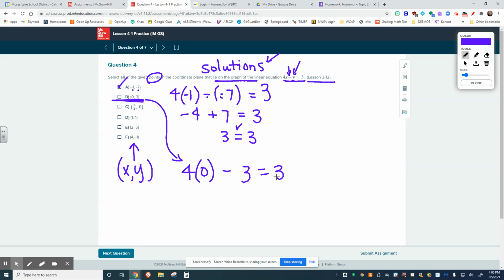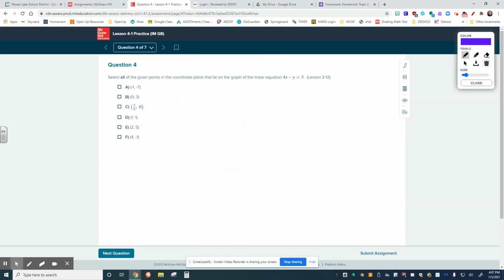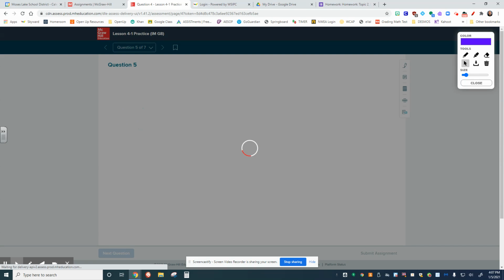Is this a true statement? 4 times 0 is 0. 0 minus 3 is equal to -3, and -3 is not equal to 3. This B is not a solution, so it should not be one that's checked. Hopefully that helps. Check the exact same process for C, D, E, and F. Find out if there's any other ones in there that are solutions for the equation.